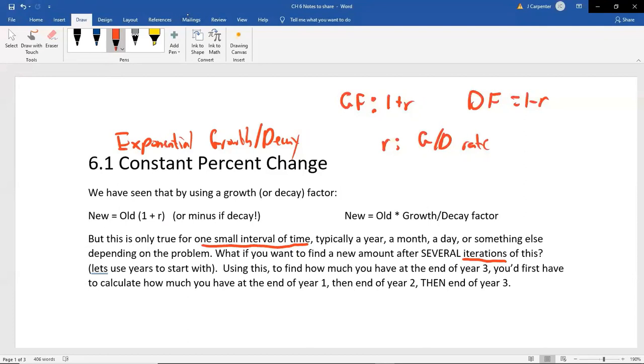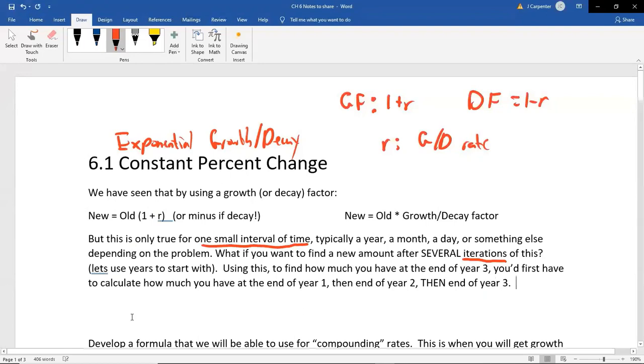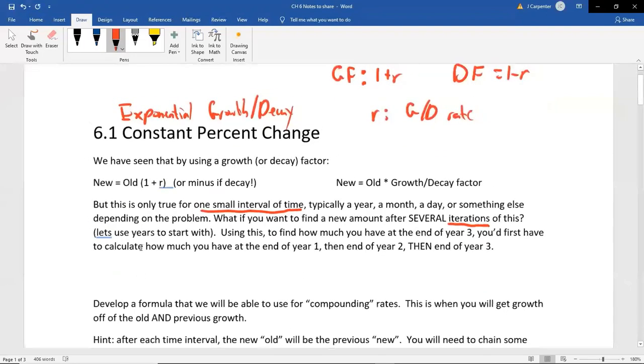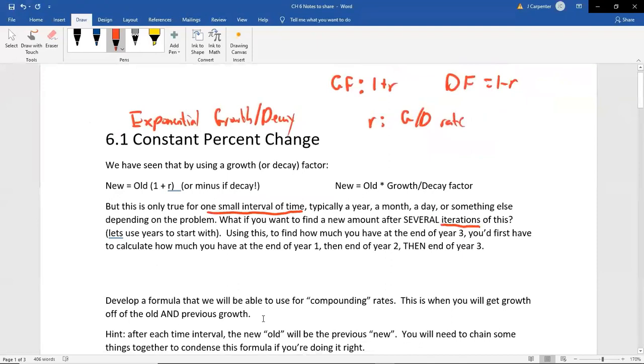All right. So again, iterative method, new equals old times growth factor. Is everything with a percent a growth factor? No. You have to understand the concept. And some of you did pretty good with that idea on the previous test. Some of you were trying to do one type of percent problem and another type of percent problem. So got to get your ducks in a row. So here's what we're going to do. We're going to develop a formula that we will be able to use for compounding rates.